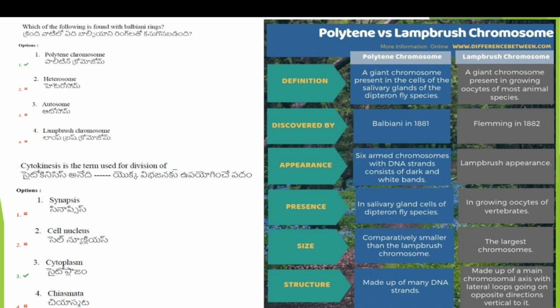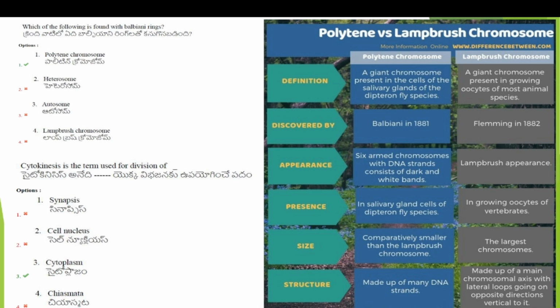So, in prophase 1 of meiosis, the homologous chromosomes come together and form bivalents or tetrads. This process is known as synapsis. The second one is cell nucleus. Karyokinesis is related to nuclear division, whereas cytokinesis is related to cytoplasmic division. The third option is cytoplasm. Cytokinesis means cytoplasmic division.